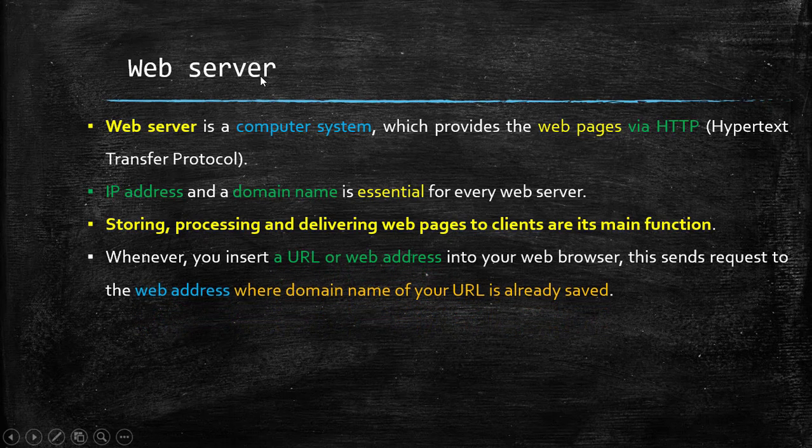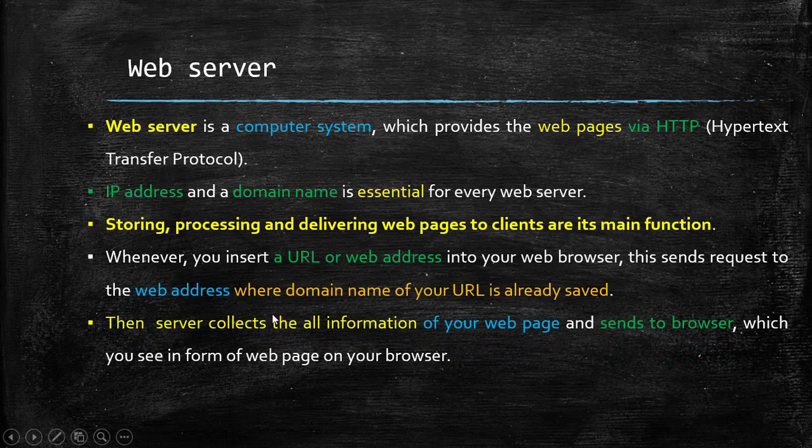So how does it work? Whenever we want to access any resource, we type the web address or URL of the resource into our web browser. Then the web browser sends our request to the web server, where our domain name or URL is already stored. This means our request goes to the web server where all our resources are stored.